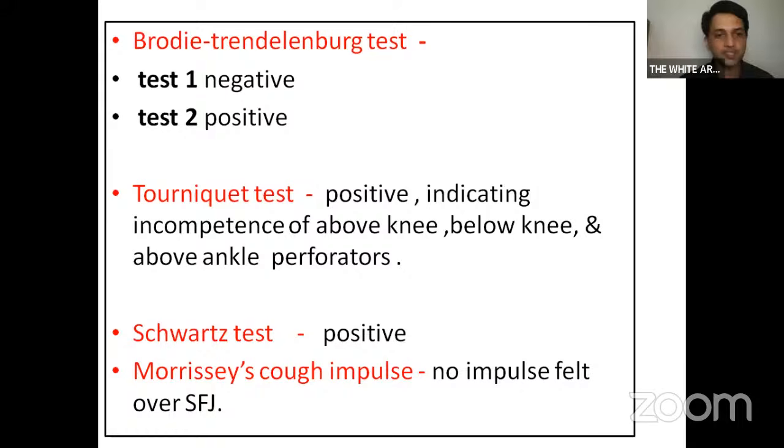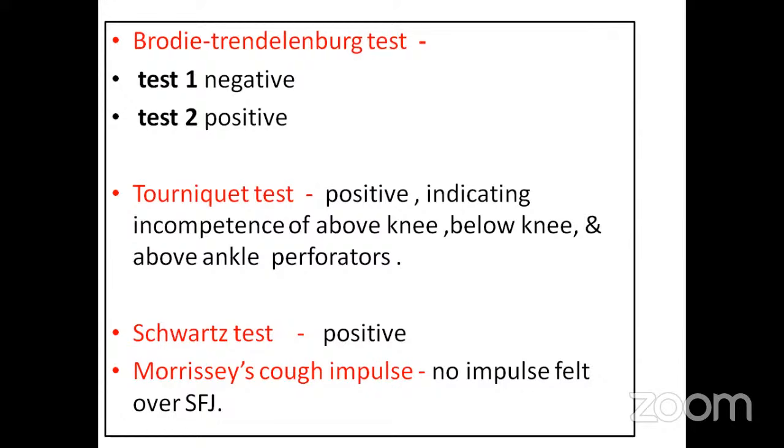What is the Schwartz test? The Schwartz test is to check if there is a blood column, like a valve is absent, sir. We tap the varicose veins on the lower side, and we check if the impulse is felt at the upper side, at the saphenofemoral junction or any other site.